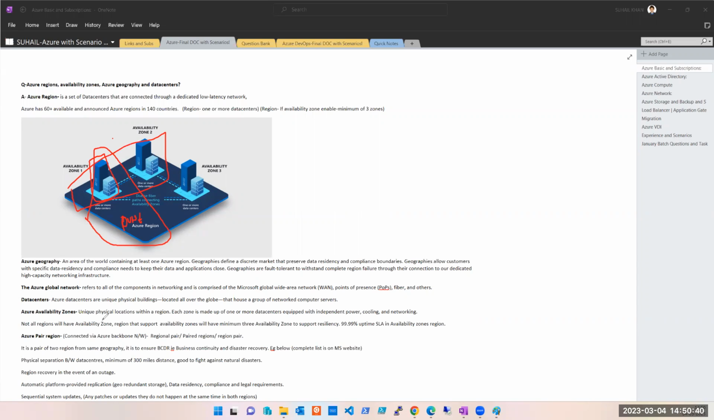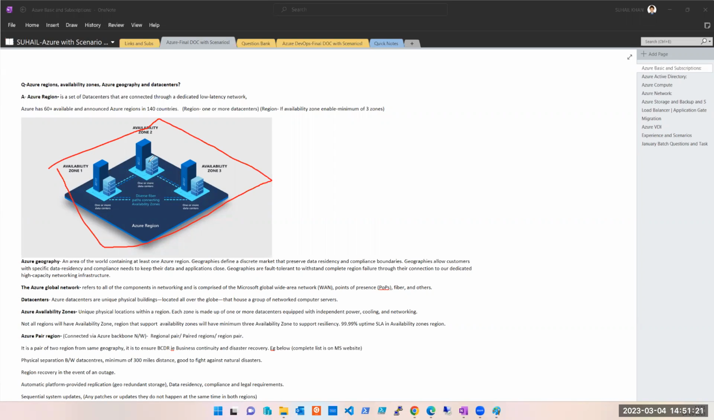Let me see what the definition says. Okay, here it says minimum 3. We'll have to check what it says on the Microsoft website, is it 3 or 2? Whatever it is, it has to be more than 1. Or let's stick to 3. That's okay, no one is going to mark you down in your interview for that. So for a region to be called a region with availability zone, what is the minimum requirement? To have 3 data centers or 3 availability zones. Is this explanation clear till here?